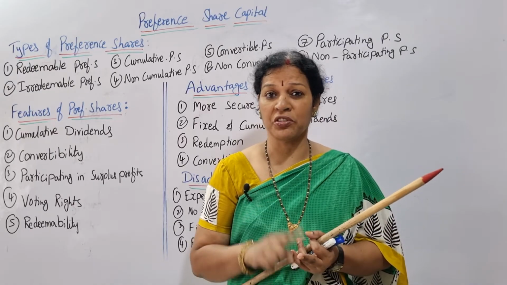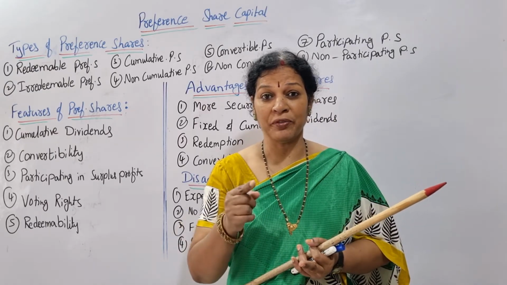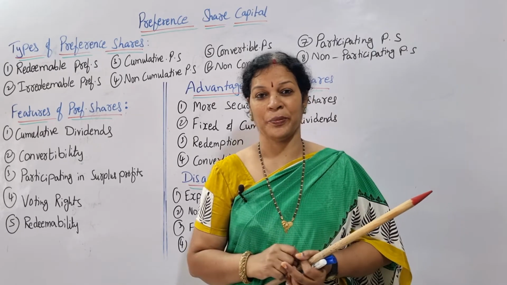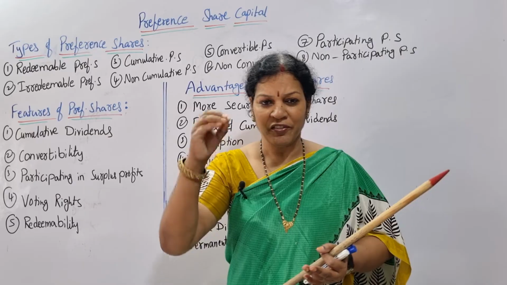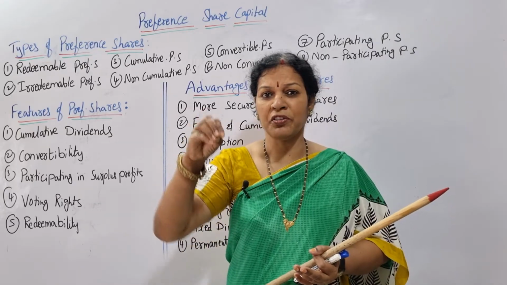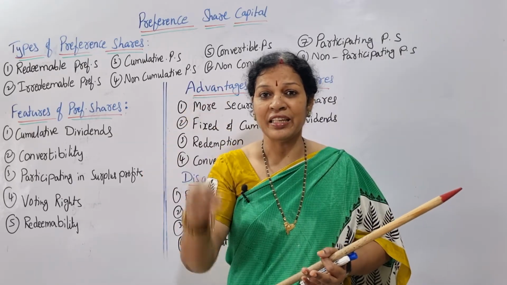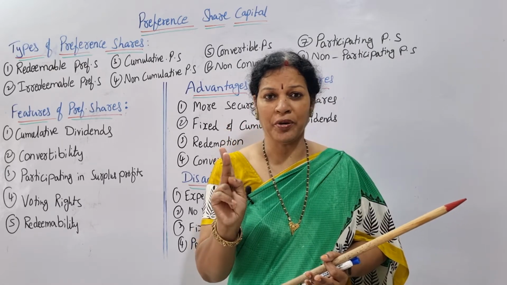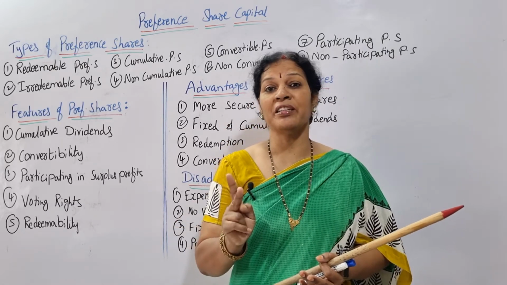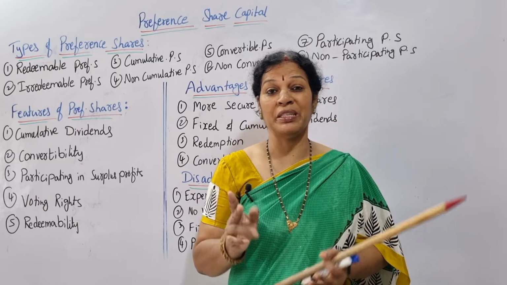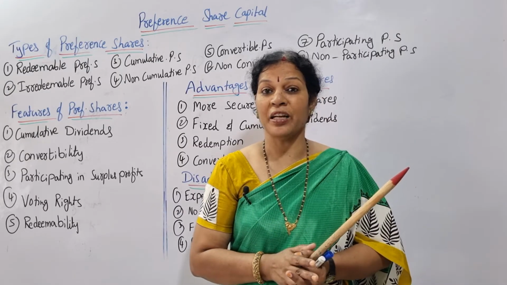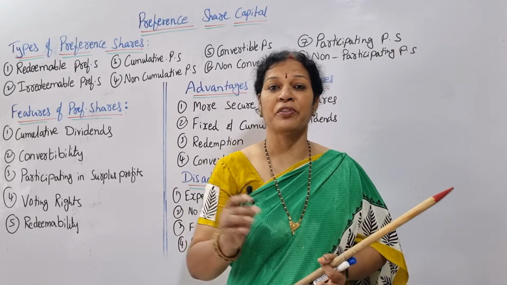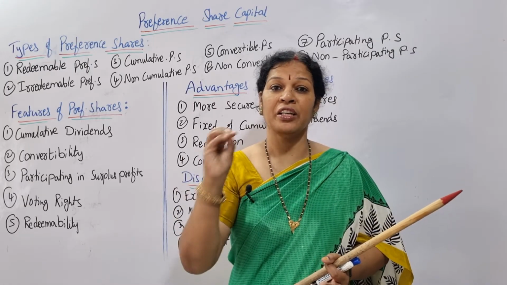Preference shares are those shares where they get the preference in case of distribution of dividend. Whenever the company gets the profit, first preference will be given to the preference shareholders to get the dividend. This is the first point. Another important point is that whenever the company is under liquidation, under winding up, at that period also preference shareholders are given first preference to pay off their investment.